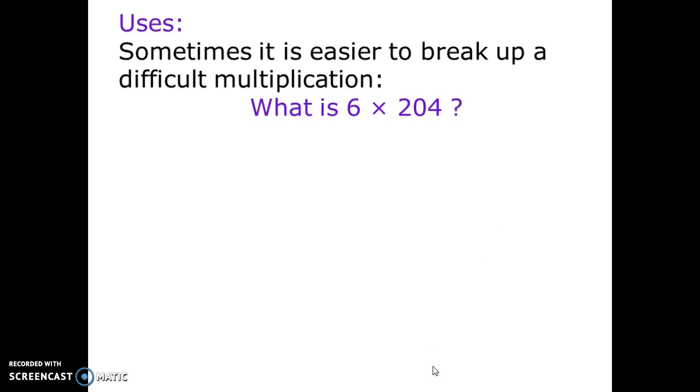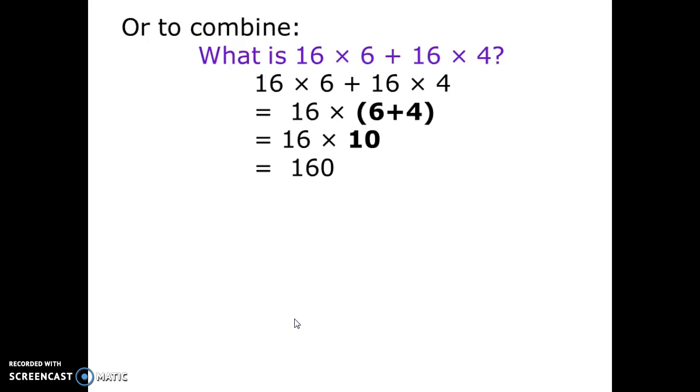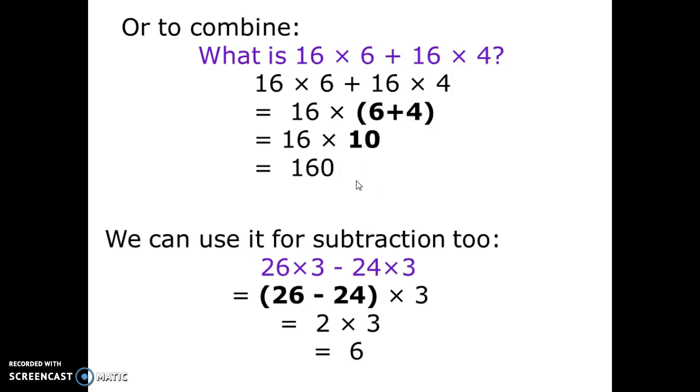So we use that with our numbers, sometimes if we're breaking up a particular number in multiplication. So if I've got 6 lots of 204, I can think of it like this. It's the same as the 6 lots of the 200, breaking the 204 into 200 plus 4. So 6 lots of 200, we work that out, 6 lots of 4, work that out, and then add it up. So we can use the distributive law to help us with multiplication. Or if I had a question like this, in the purple here, I could go, well, I've got 16 lots of each of those, so if I went 6 plus 4, that's 10, so it's the same as 16 lots of 10. So that's going back the other way.